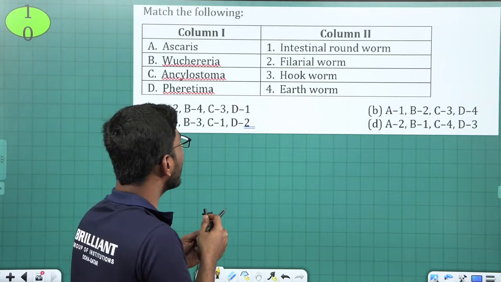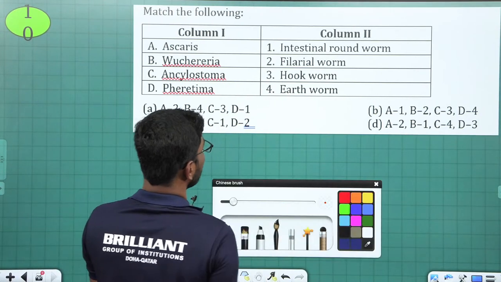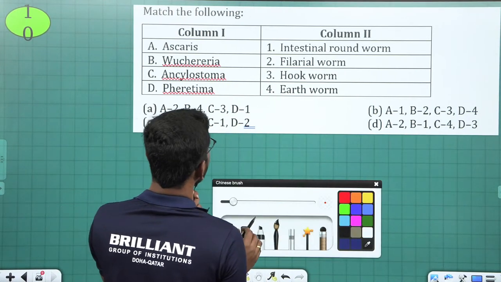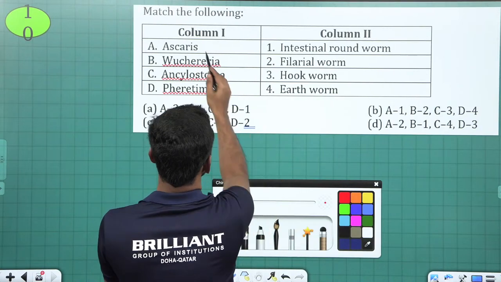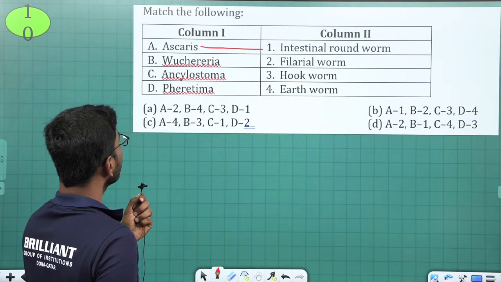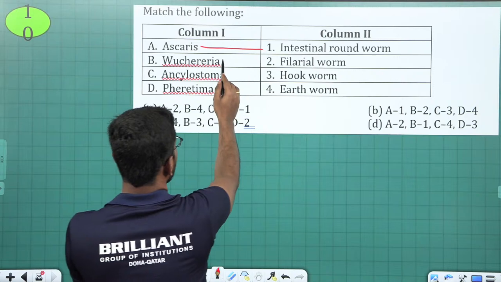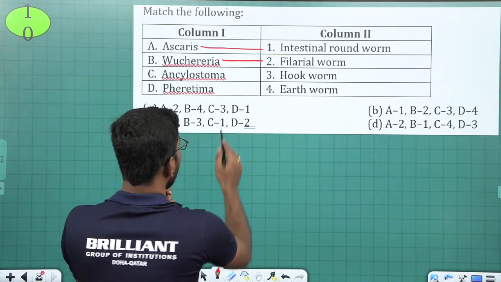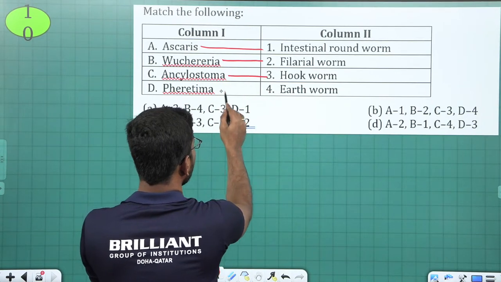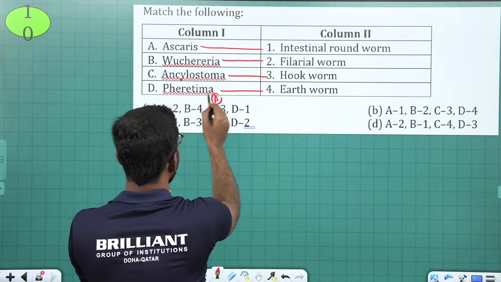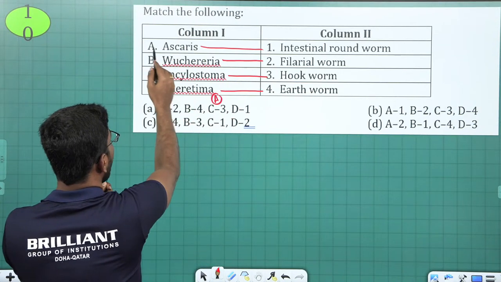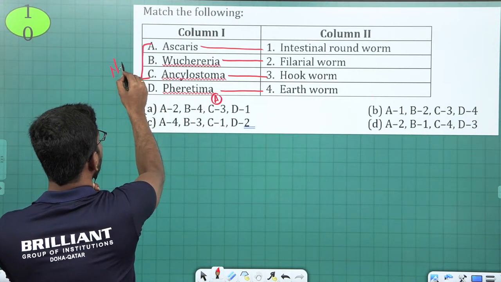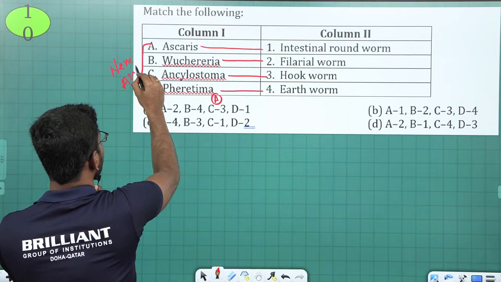Ascaris is an Aschelminthes. Tell me, Ascaris, Aschelminthes, what can I write? It is an intestinal worm, right? Wuchereria, filarial worm. Ancylostoma, hookworm. Pheretima, earthworm, Annelida. Ancylostoma, Wuchereria, Ascaris, these are Nematoda or Aschelminthes.